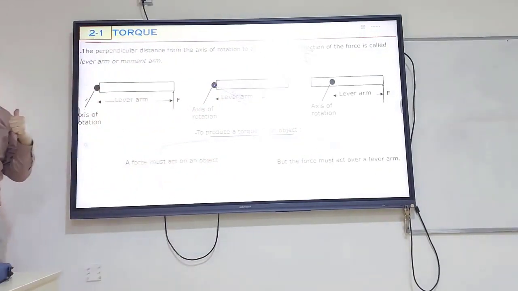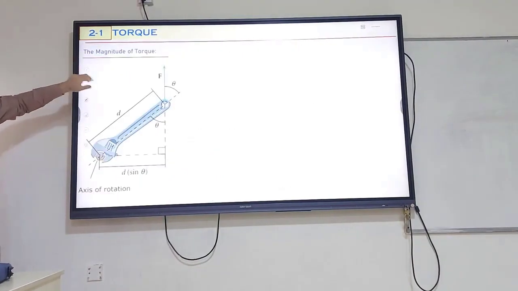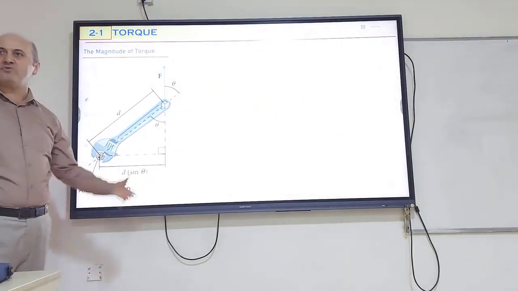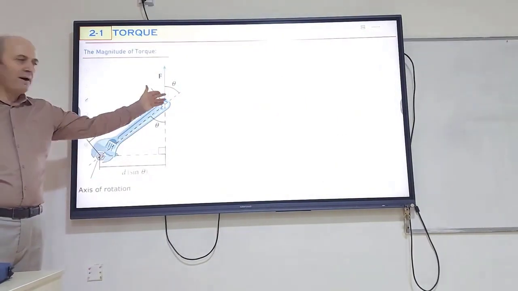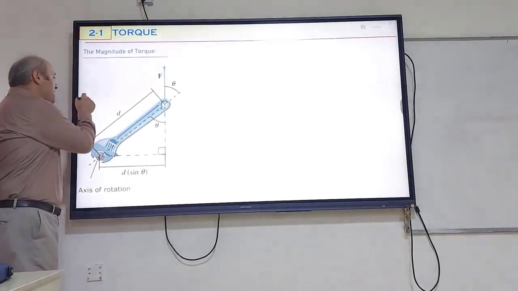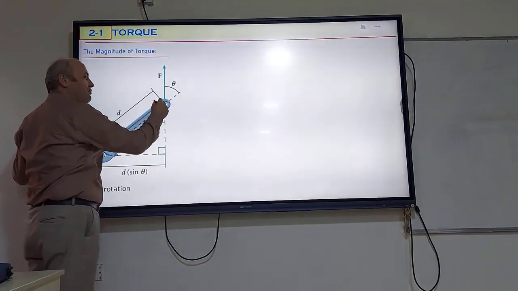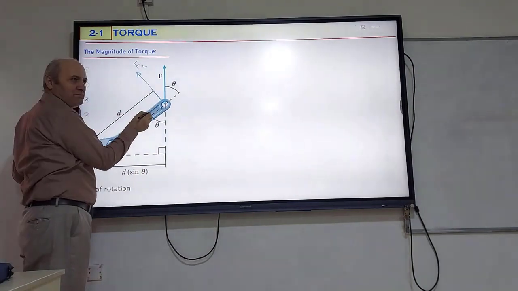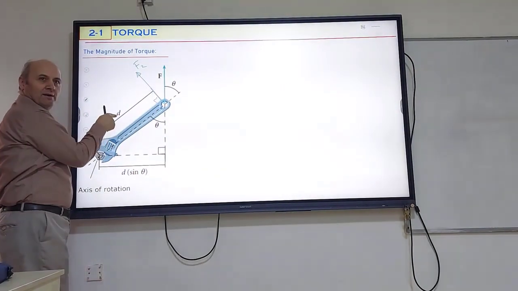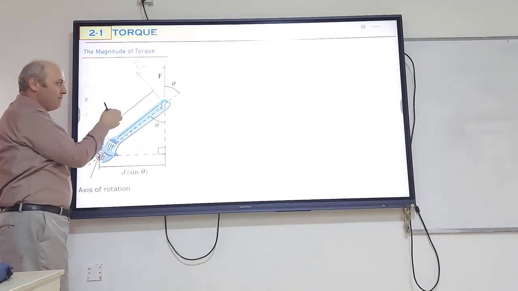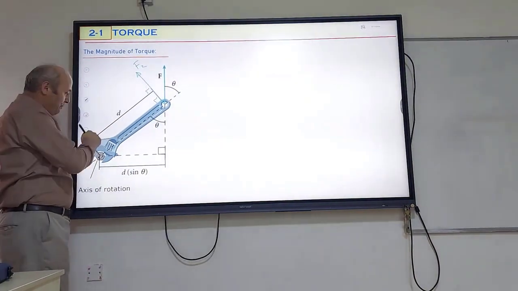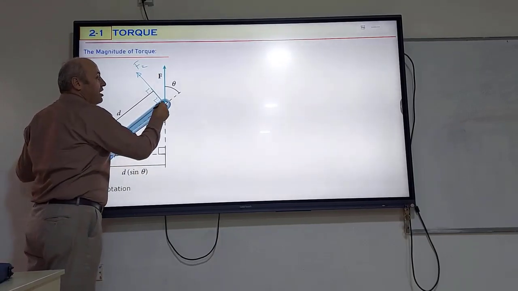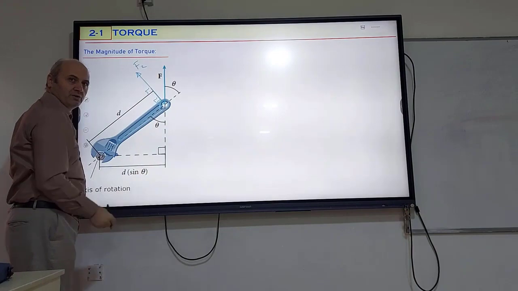Let's apply this to the example in our book. As you see, this force is not acting perpendicular to the range. It's acting at some angle. If the force was like this, it was easy. Say that force is this. Then the force is acting perpendicularly, and the linear arm is going to be D, because D is perpendicular, starting from the axis of rotation until a line along the force.